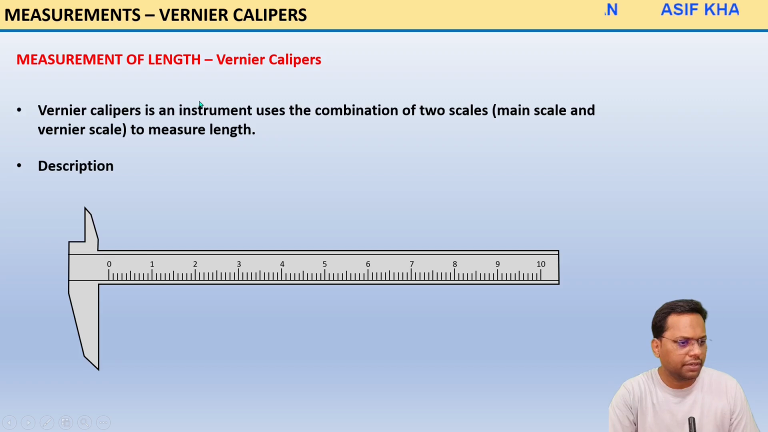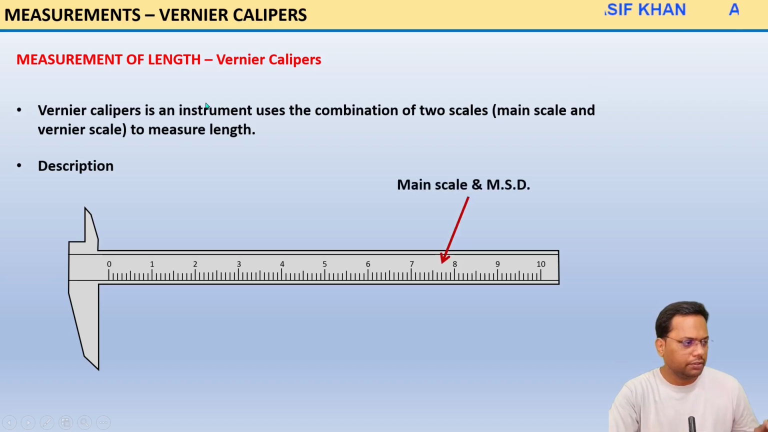The divisions on the main scale, you can see on the screen, are the same as a normal scale. That is, there are 10 divisions here in centimeters, that is 10 centimeters, but normally it will be up to 15 centimeters. And every centimeter is again divided into 10 parts, that is, there are 10 millimeter divisions inside the centimeter. Now these divisions are called main scale divisions.